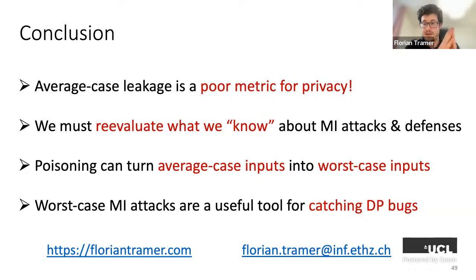Then we saw that if we can poison a data set, then all of a sudden the privacy of all users can be at risk, and that even if your data is very inconspicuous, you can still force a model to memorize it if you're the target of a poisoning attack. And then finally, going even further into worst case territory, we saw that we can use membership inference attacks to get quite tight bounds on the differential privacy of a training procedure, and that this can be a useful tool for auditing implementations and catching bugs in them.